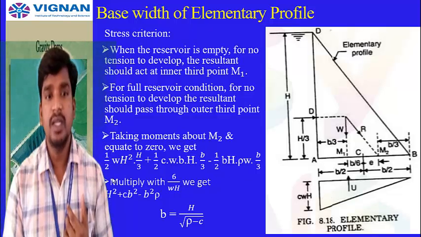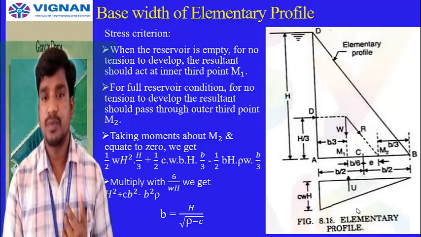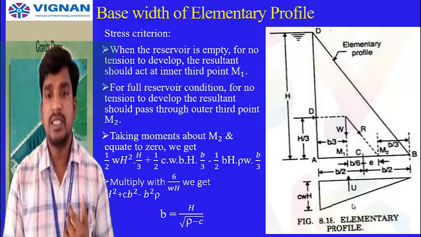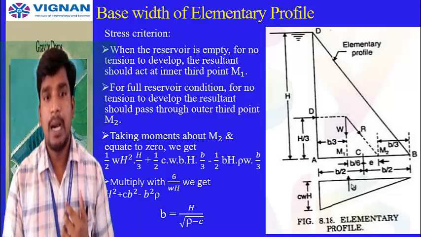Here you have seen half into WH square, which is acting at a distance of H by 3 from this point. This is the water pressure. Plus half into C W B H, which is also acting at a distance of B by 3. This is your uplift pressure. This is acting in the upward direction, whereas the weight of the dam is acting in the downward direction. So uplift pressure minus weight of the dam will give you the total moment at the point M2.